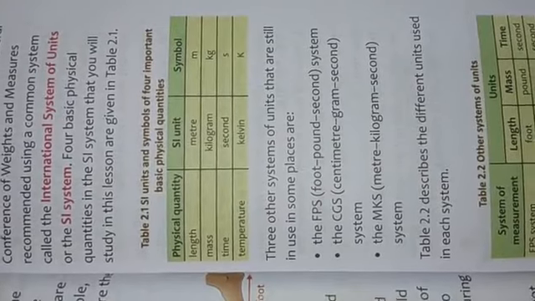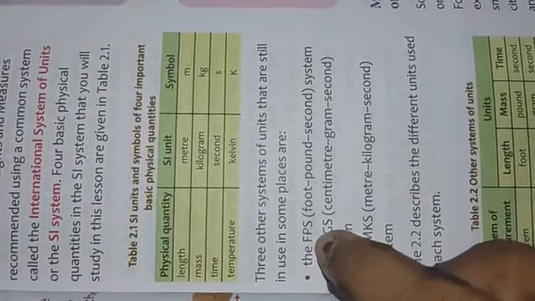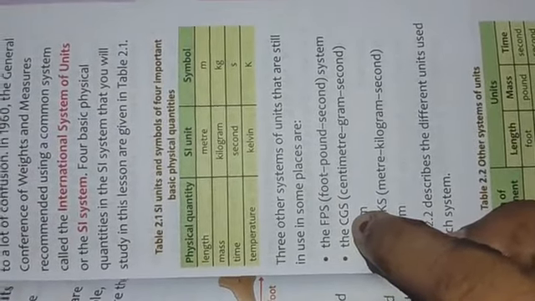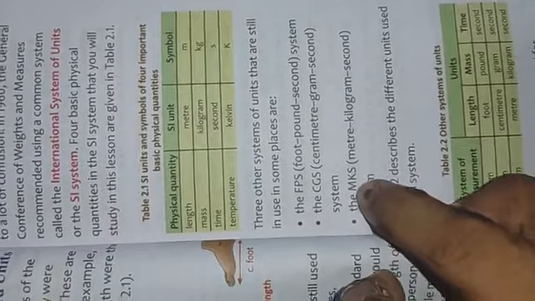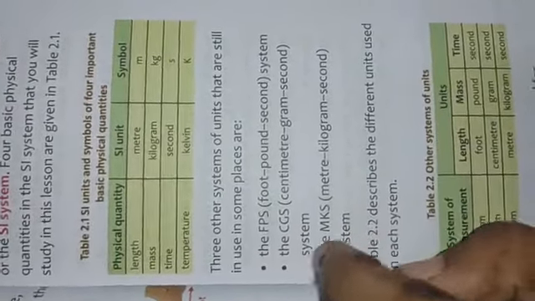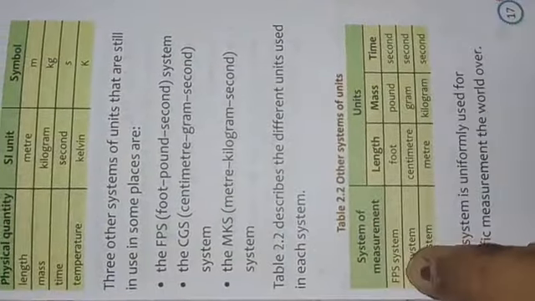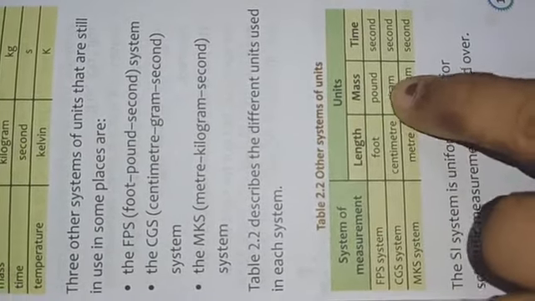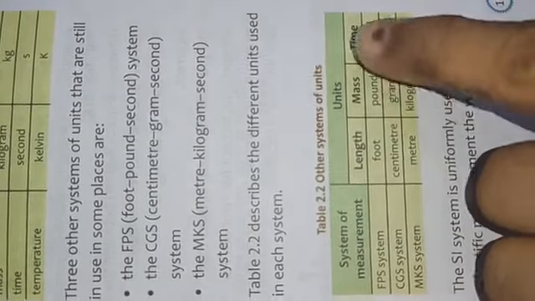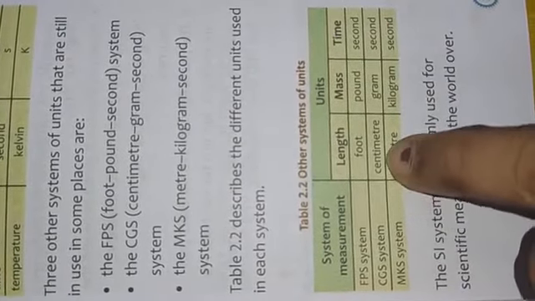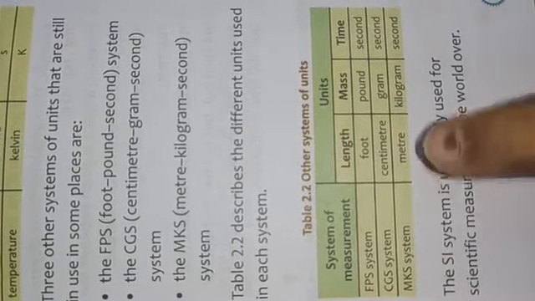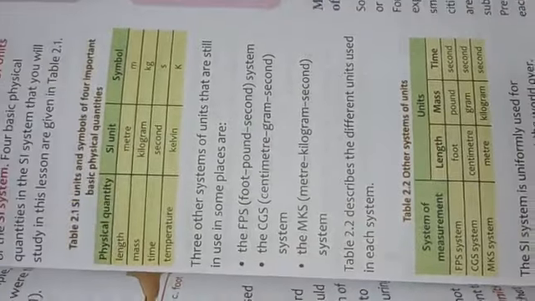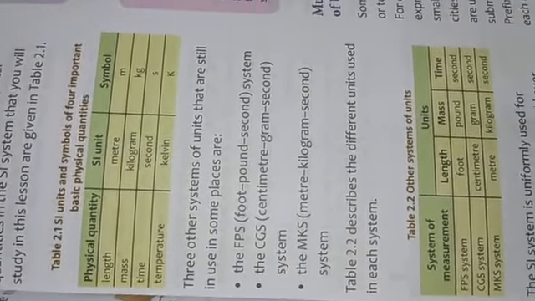And other systems are FPS, F for foot, P for pound, S for what? Second. CGS means centimeter, gram, second. Okay. MKS means meter, kilogram, second. So these are the different ones. Suppose in the FPS system, the unit of length is foot, the unit of mass is pound, and time is second. CGS is centimeter, gram, second. MKS is meter, kilogram and second. So this SI system is used uniformly for scientific measurement all over the world.